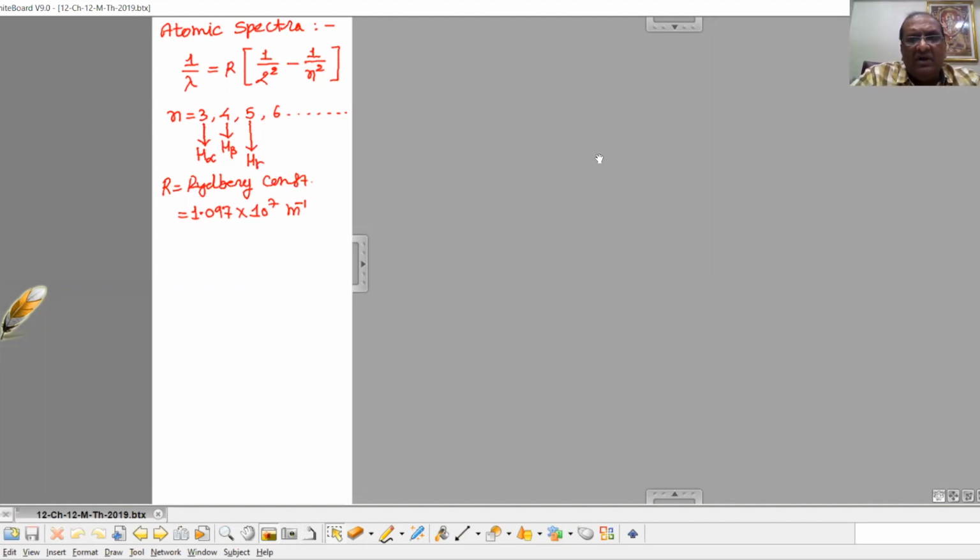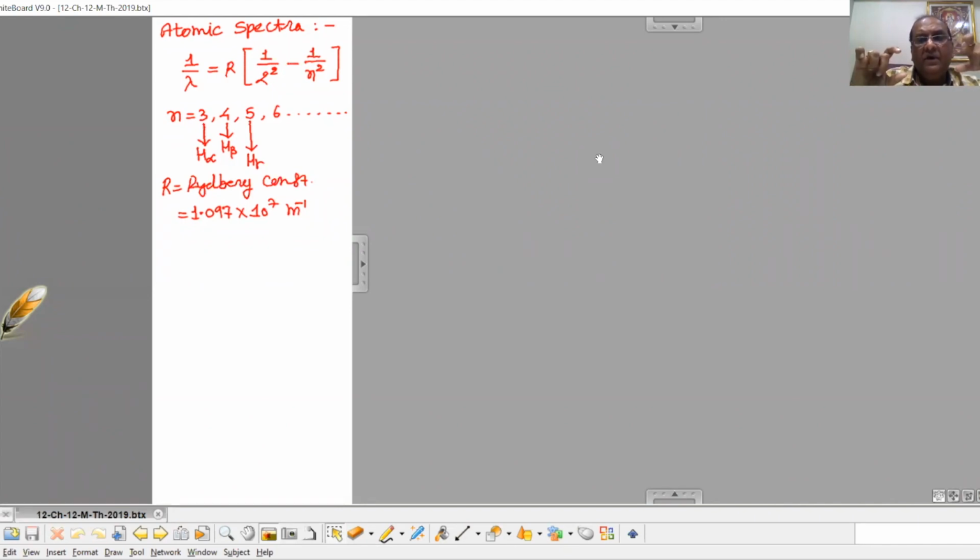Now this line spectra is called emission spectra. Suppose for the same one, if it is kept at lower temperature and white light is passed through it, then in the spectrum of white light you will get black lines exactly at the same positions as the emission spectra. This type of spectra is called absorption spectra.